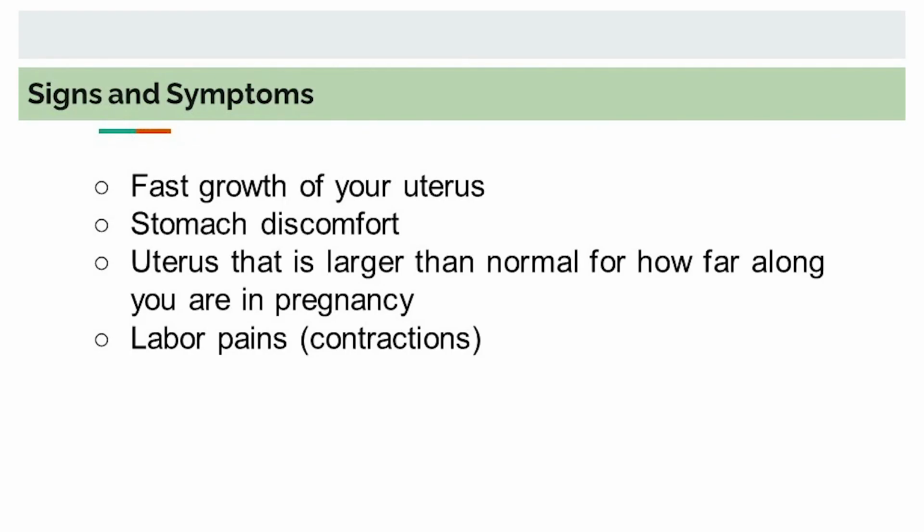Good day, everyone. This is Chipa Rama, and I'm here to discuss the signs and symptoms of hydramnios. First is the fast growth of your uterus. Next is stomach discomfort. The reason why pregnant women have stomach discomfort is the too much amniotic fluid. Next, a uterus that is larger than normal for how far along you are in pregnancy. And lastly, labor pains, also known as contractions.